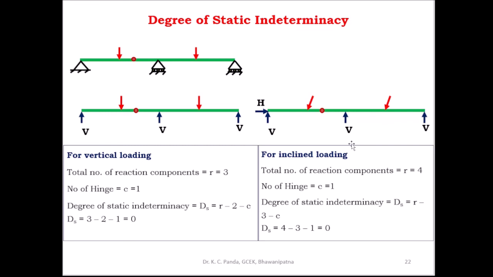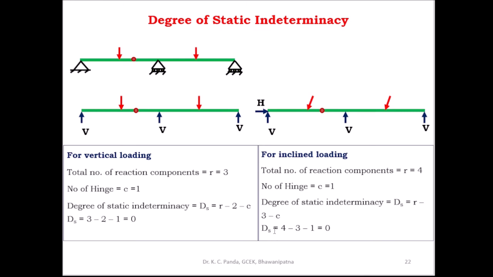Similarly, consider the two-span continuous beam with one internal hinge subjected to inclined loading. In this case, at the hinge support there is one horizontal reaction component and one vertical reaction component, and at the roller support there is only one vertical reaction component. So the total number of reaction components is equal to 4. So r is equal to 4 and C is equal to 1. The degree of static indeterminacy can be found using the expression ds is equal to r minus 3 minus C, which is 4 minus 3 minus 1, equal to 0. This type of structure is a determinate structure.